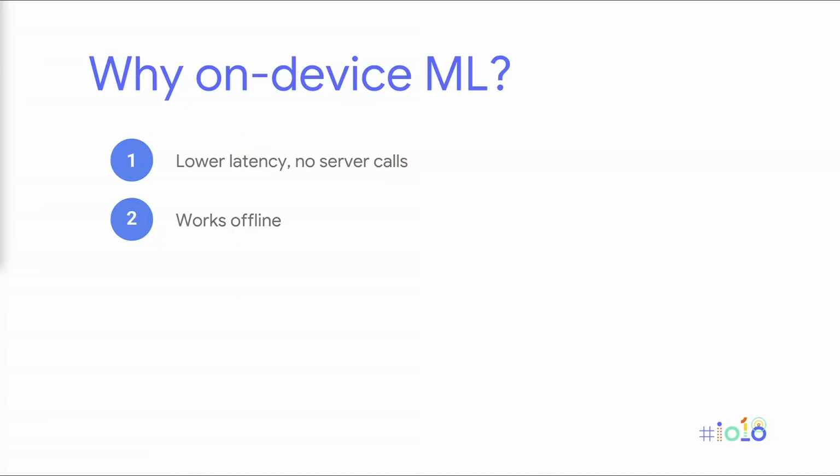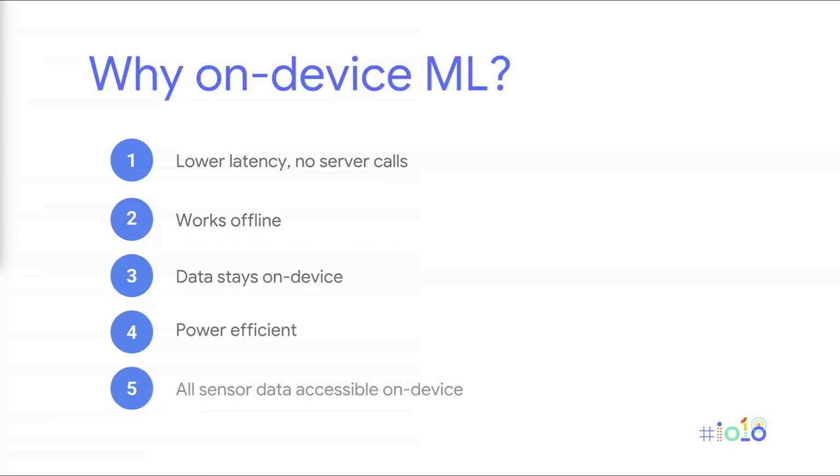Other reasons are that your processing can happen even when your device is not connected to the internet. The data stays on device. This is really useful if you're working with sensitive user data, which you don't want to put on servers. It's more power efficient because your device is not spending power transmitting data back and forth. And lastly, we are in a position to take advantage of all the sensor data that's already available and accessible on the device.